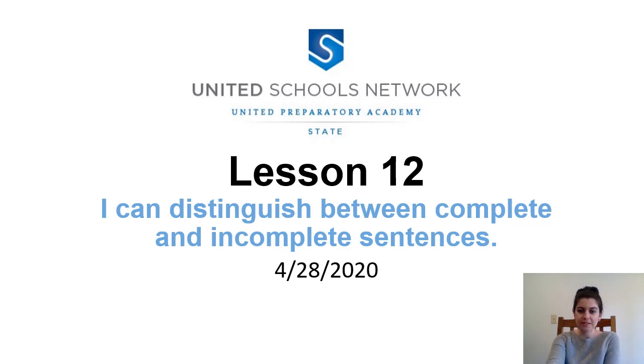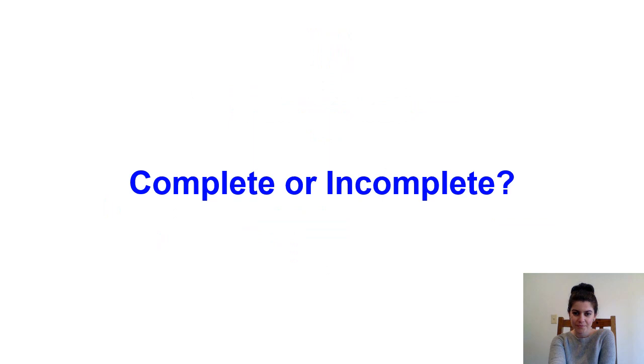We're going to be working on distinguishing between complete sentences and incomplete sentences. Let's go ahead and begin. So again, we're looking to see if these sentences are complete or incomplete. Remember, yesterday we talked about how a complete sentence has both a subject and a predicate. If a sentence only has a subject, it's incomplete. If a sentence only has a predicate, it's incomplete. Let's take a look at some examples.